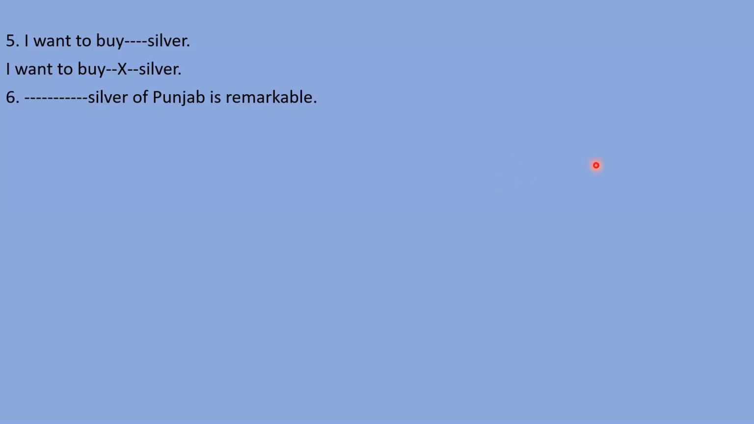So that is a definite silver. We are not talking about any general silver, or general material. We are talking about the silver of Punjab. That's why it is specified, it is definite. So we need to use the: the silver of Punjab is remarkable, right?